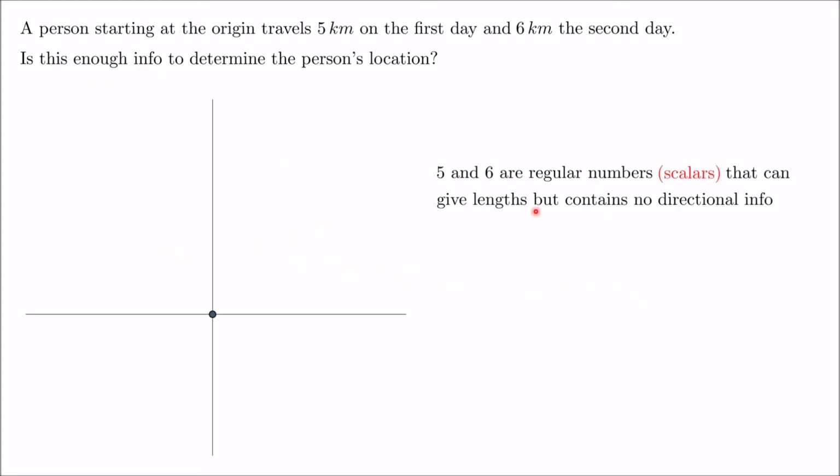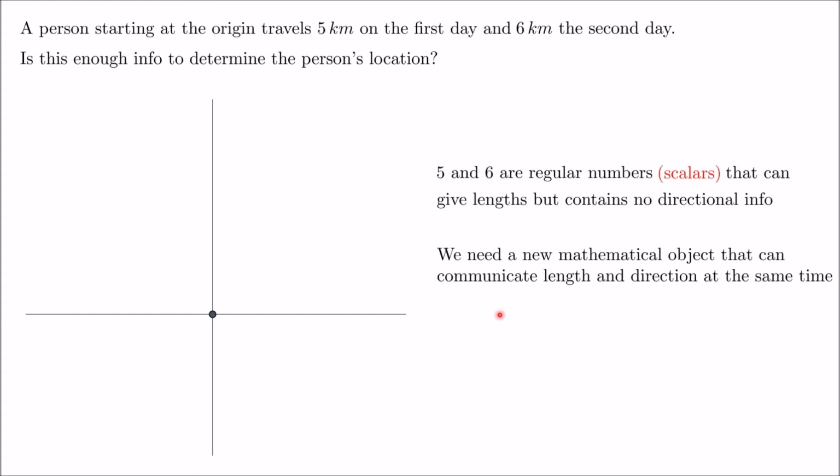Well, definitely not, because 5 and 6 are just regular numbers, also referred to as scalars, and these things can give lengths, but they don't contain any directional information. So you can see that there's a need for us to make new mathematical objects that can somehow communicate length and direction at the same time. And the simplest and the most obvious way that we can actually achieve this is for us to draw arrow diagrams.